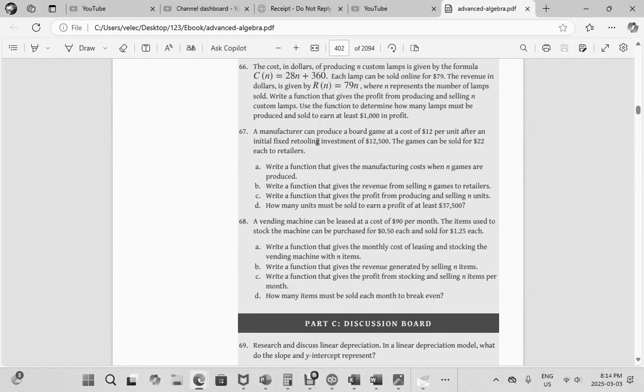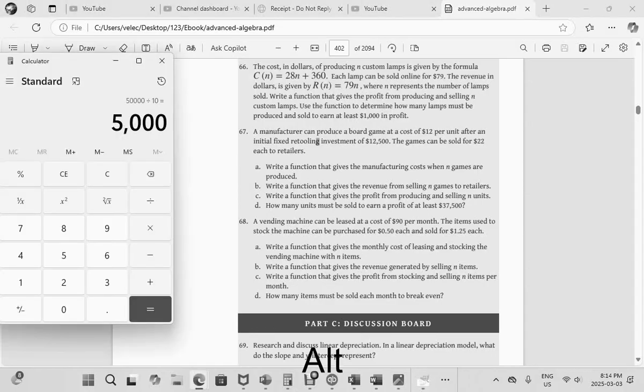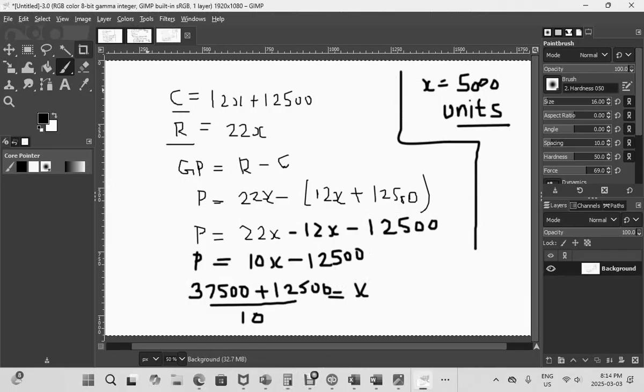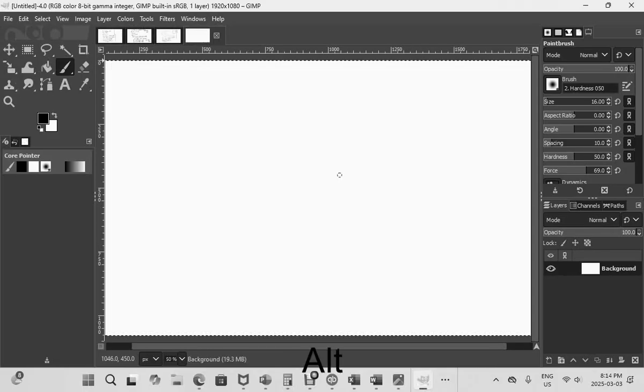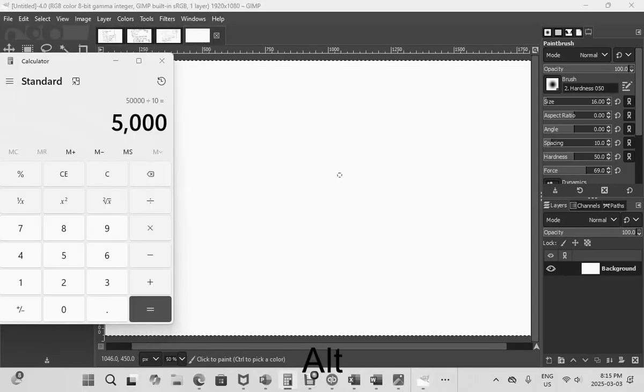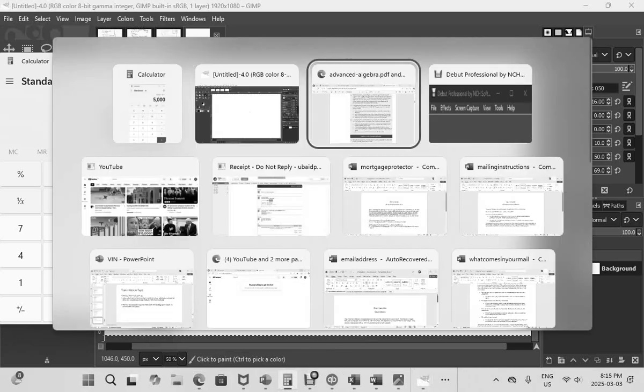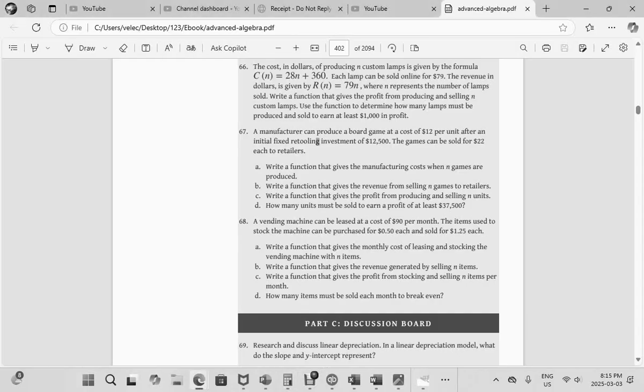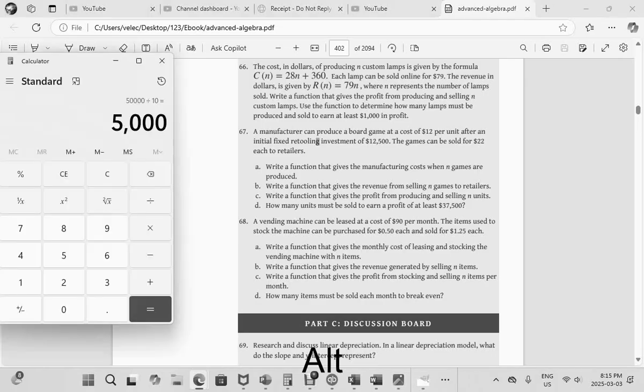This is number 68. A vending machine can be leased at a cost of $90 per month. All right, so you have a vending machine. It can be leased for $90 per month. The items used to stock the machine can be purchased for 50 cents each and sold for $1.25.